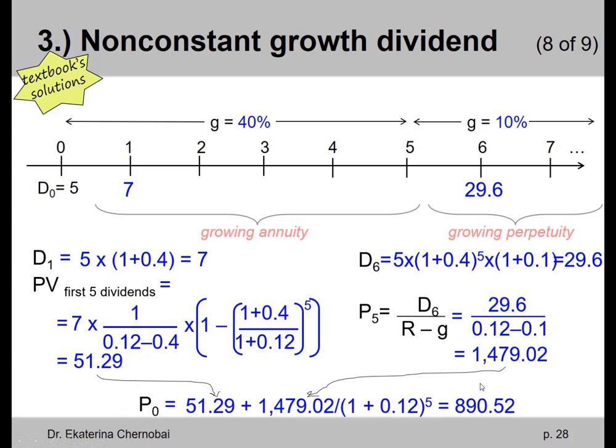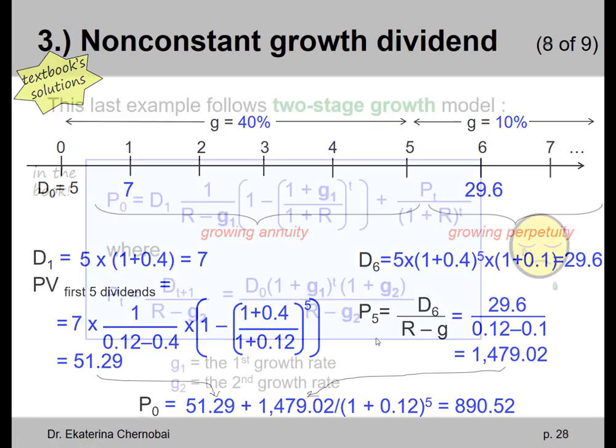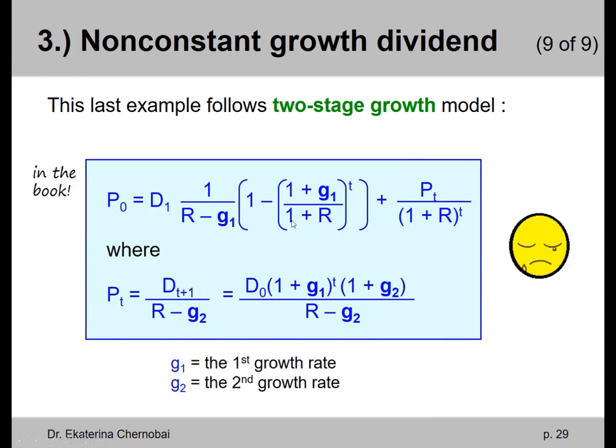So this is the price today in year 0. The price you should be willing to pay, but no more than that, to buy 1 share of stock today with these expected future dividends. And then the book summarizes how the solutions would be done for something like this. It calls it a 2-stage growth model, where you need to calculate the price today, P0, and the formula uses some future price.